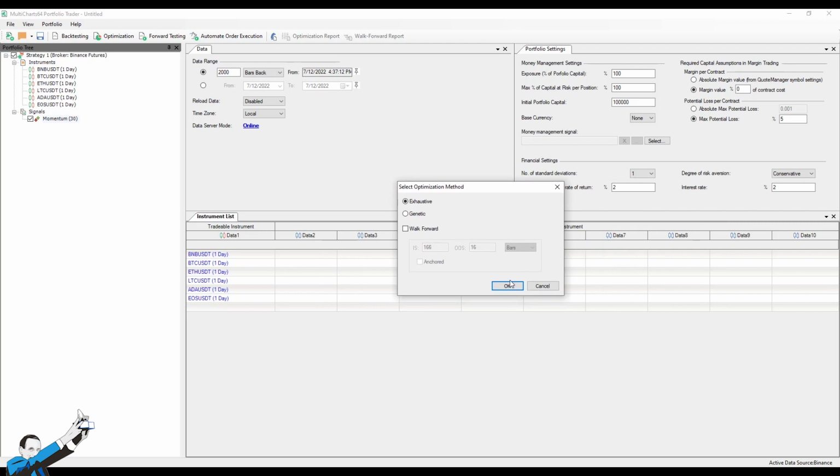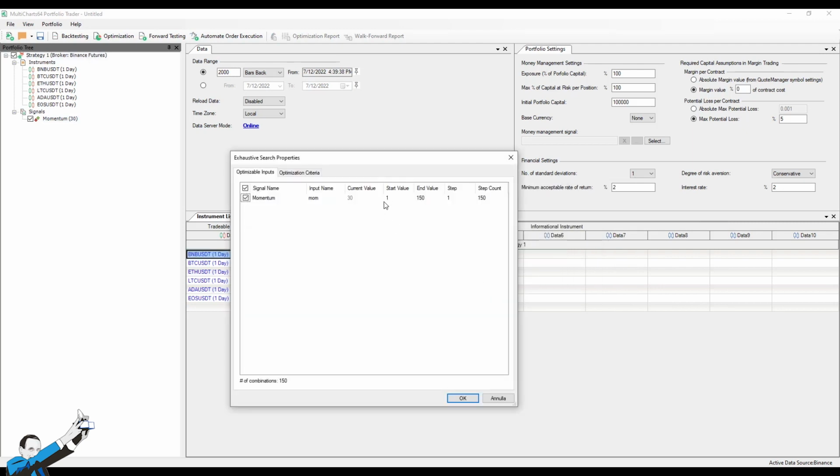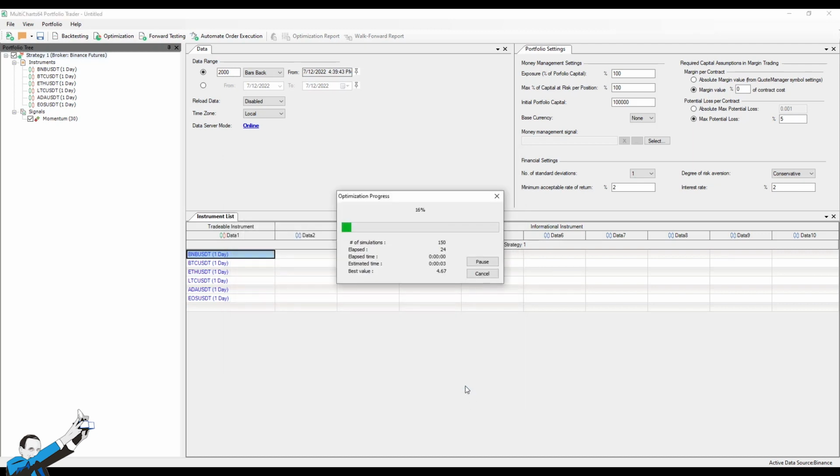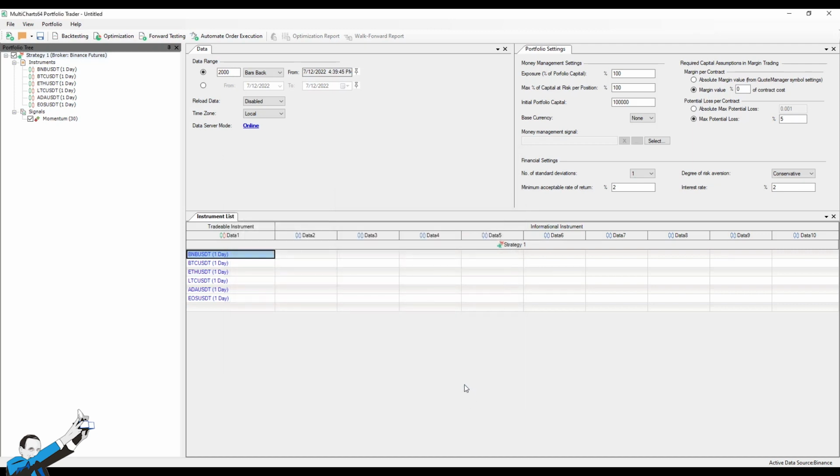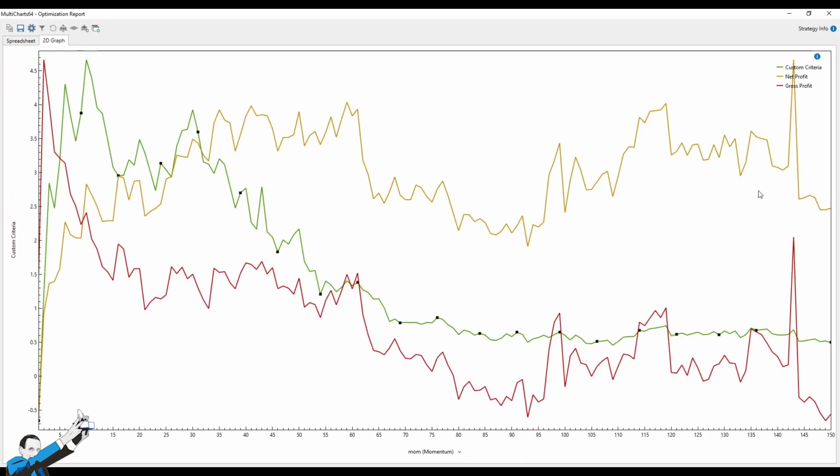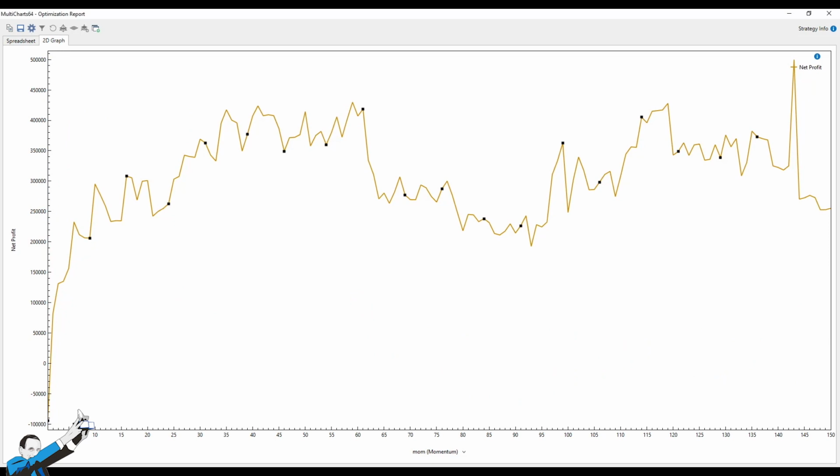Let's go and do an exhaustive optimization. Again, from the value of 1 to the value of 150, and in steps of 1. Let's go check the results together. Let's put it on the 2-dimensional chart. We'll remove what we don't need. So we'll always leave only the net profit. And in this case, we can see more stable results.